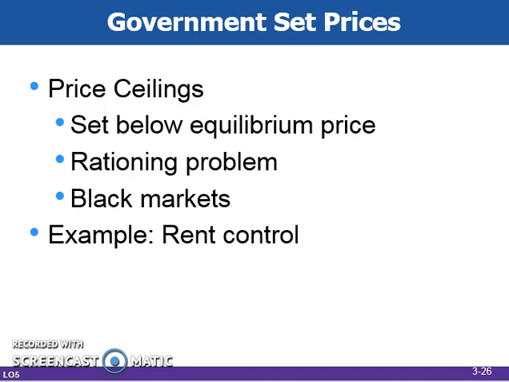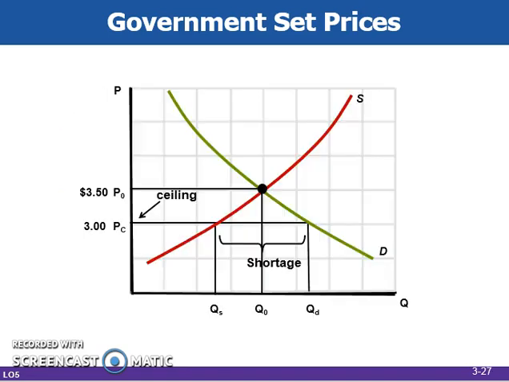A typical example you might see in the United States are price gouging laws that prevent firms from increasing their prices following a natural disaster.